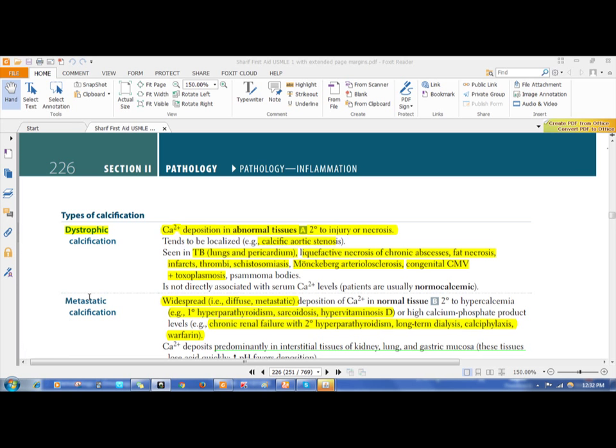And dystrophic calcification is whenever you have a normal serum calcium level and it deposits in areas of injury or necrosis. That's called dystrophic calcification. As the areas of necrosis or injury tend to be localized, the dystrophic calcification also tends to be localized. One of the most common examples is calcific aortic stenosis.